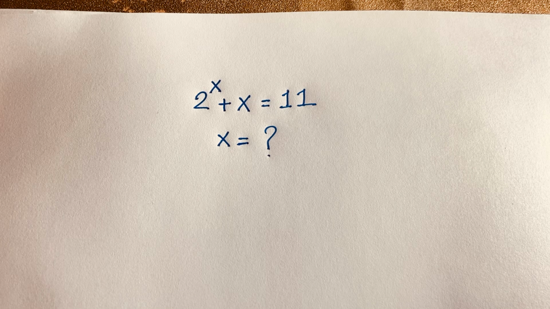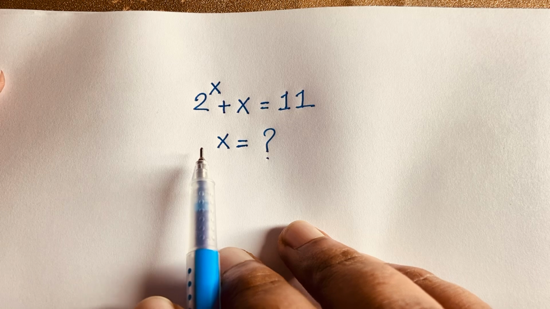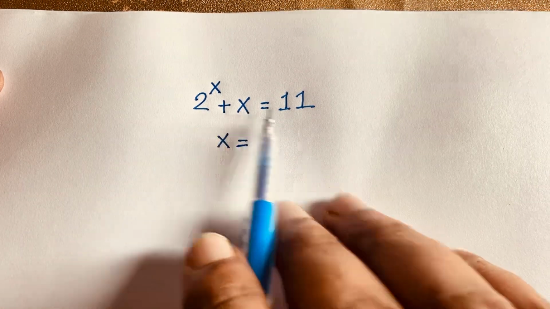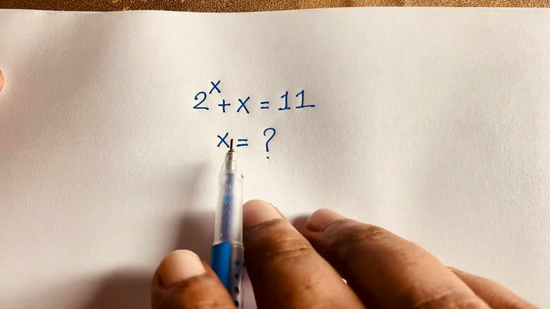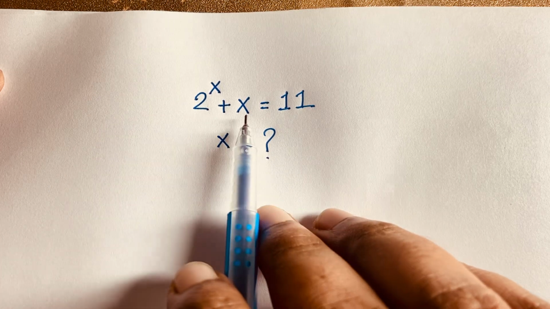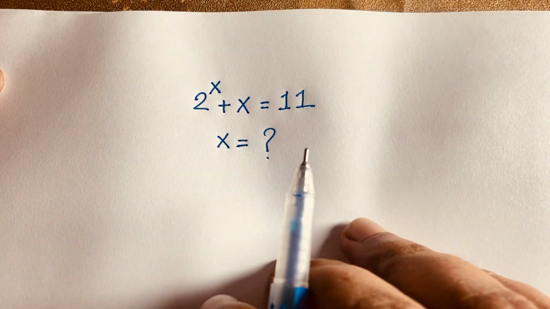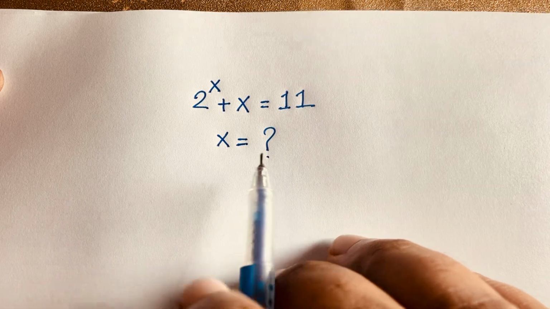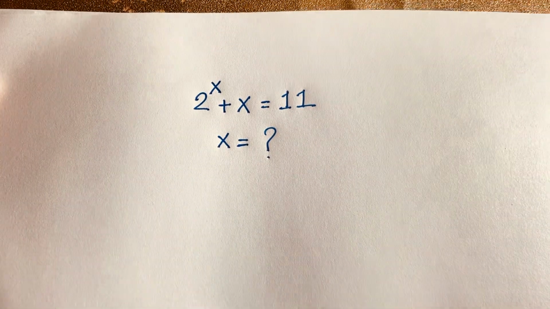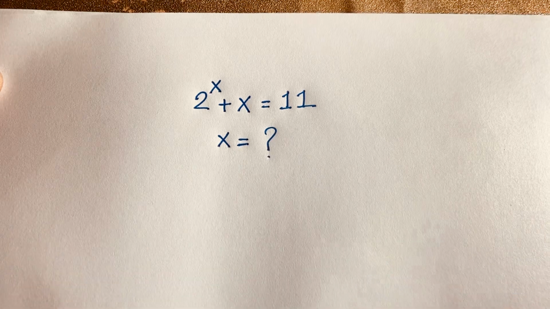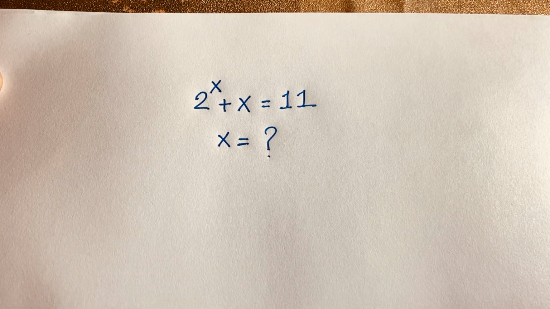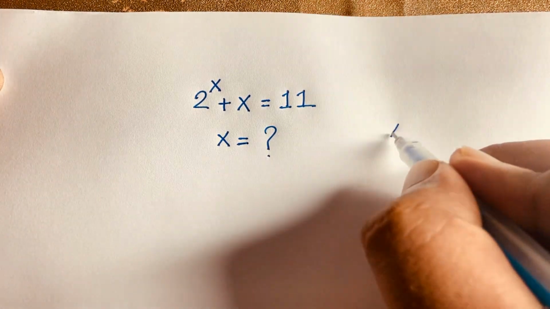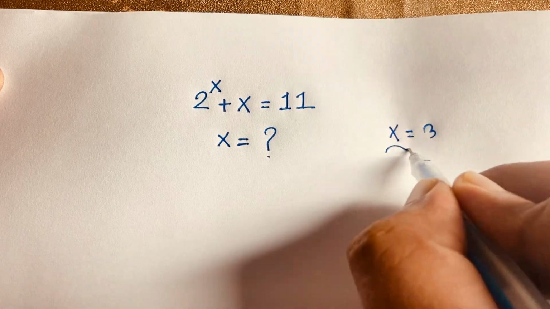So if you think x is equal to 1, you can easily say 2 plus 1 is not equal to 11. If you think x is equal to 2, 4 plus 2 will be 6, and 6 is not equal to 11. If you think x is equal to 3, look, it is interesting: 2 to the power 3 will be 8, and 8 plus 3 will be 11. So you can easily see here x is equal to 3. This is our final answer.